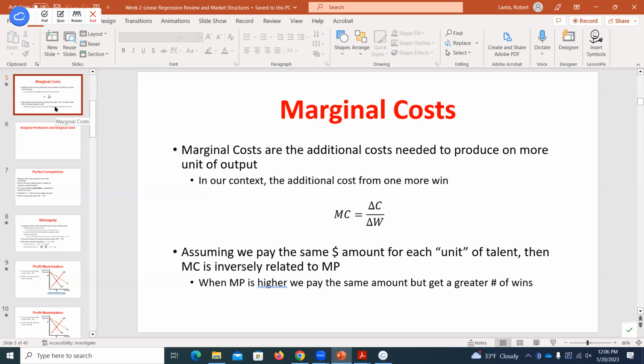Think about Alabama football. If they're up to the 100th unit of talent and they start adding more, they're getting barely any higher number of wins out of that. And so if they really wanted to go from guaranteeing, I don't know, 11 in one season to 12-0, you'd have to pay a lot, right? The marginal cost would be really, really high.